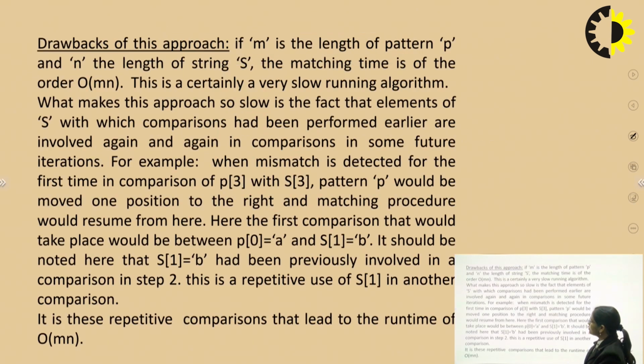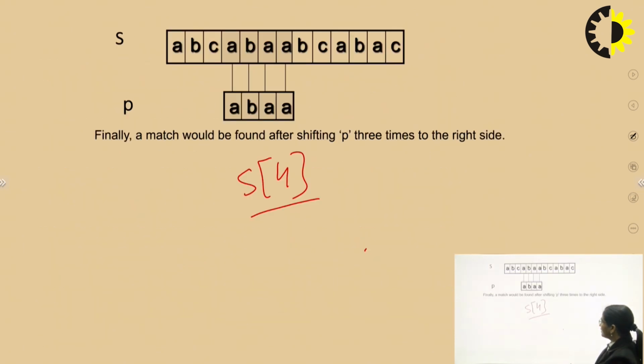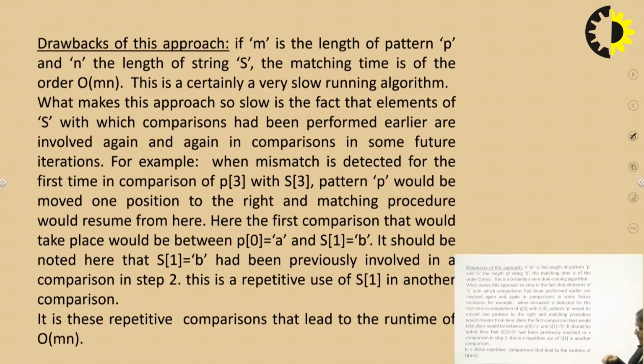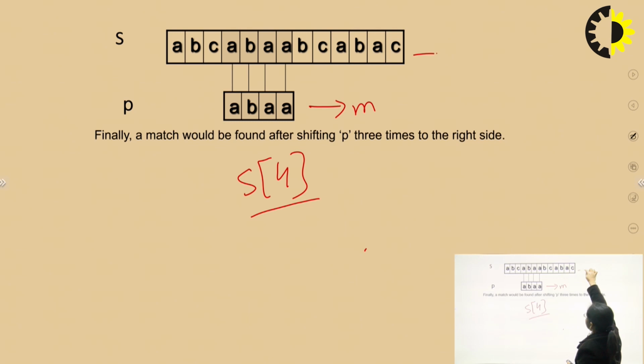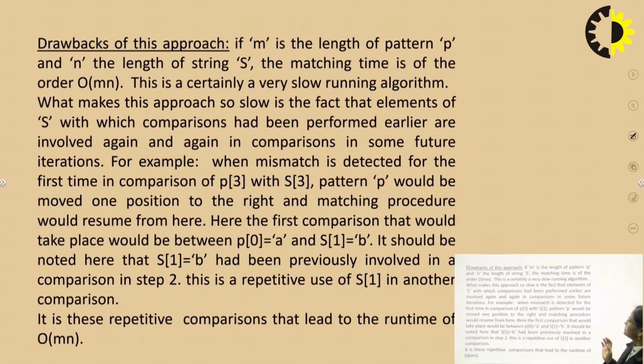So what is the drawback of this approach? Why are we taking another algorithm? Because if m is the length of the pattern and n is the length of the string, then the matching time is certainly of order O(m*n).